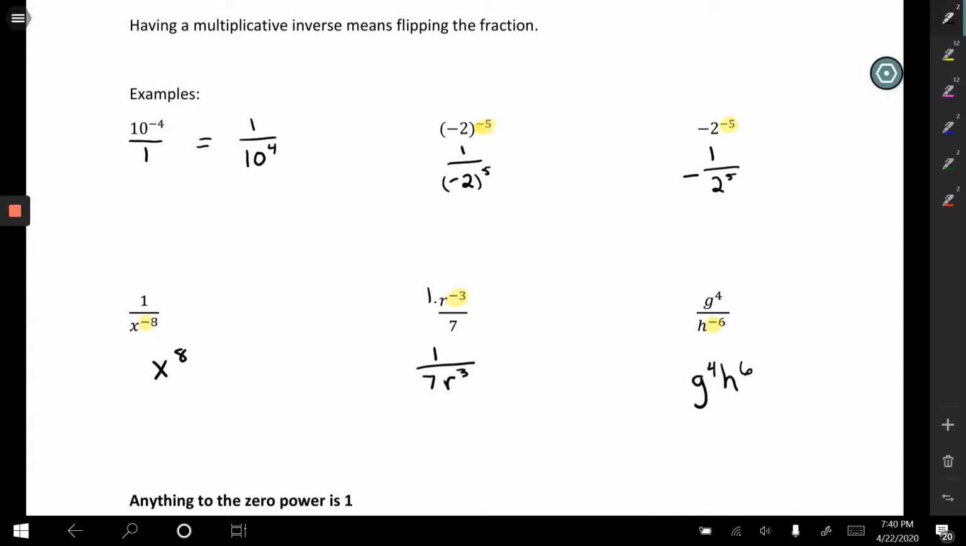Okay. So that's our negative exponent property. It just means that our power is on the wrong side of the fraction line. So if we see that negative exponent, we just got to move it to the other side.